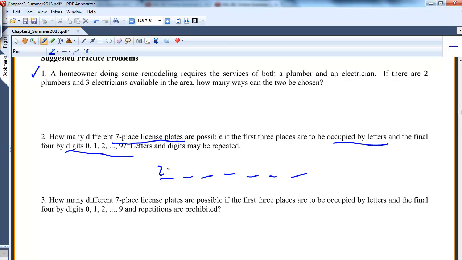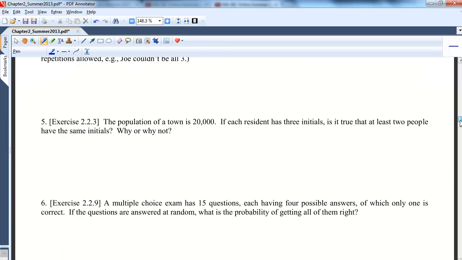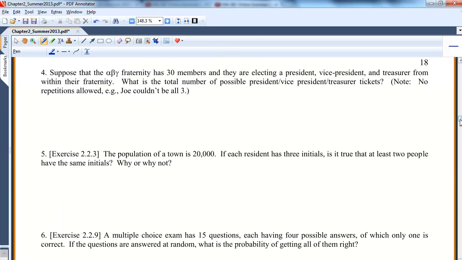So there's 26 letters that are possible: 26 times 26 times 26, and it's 26 because I can have repeats. The final 4 digits are 0 through 9, so there's 10 choices times 10 choices times 10 choices times 10 choices. So again, I'm happy with this, or you could just say 26 to the third times 10 to the fourth. I don't expect you to multiply that. 3 is going to be similar. 4 is also not bad.